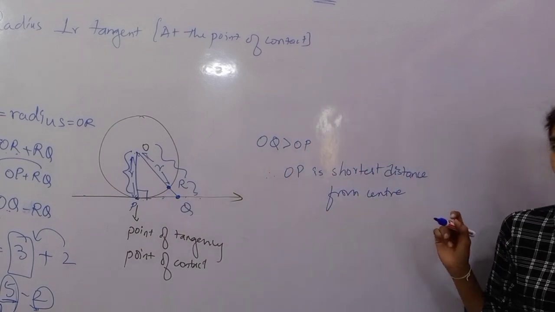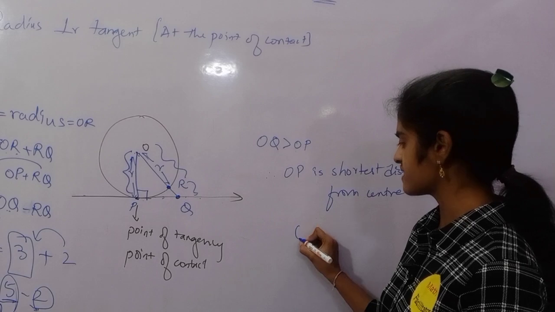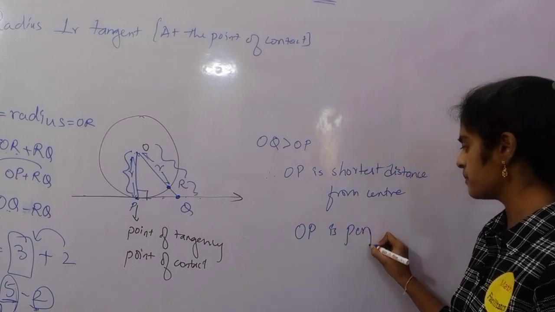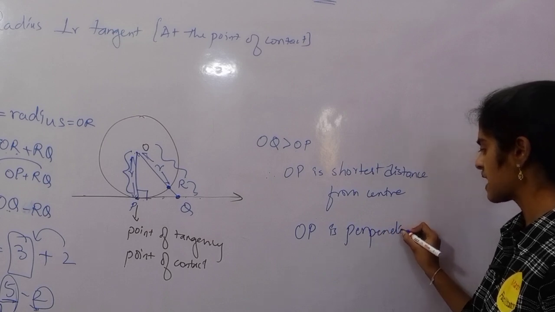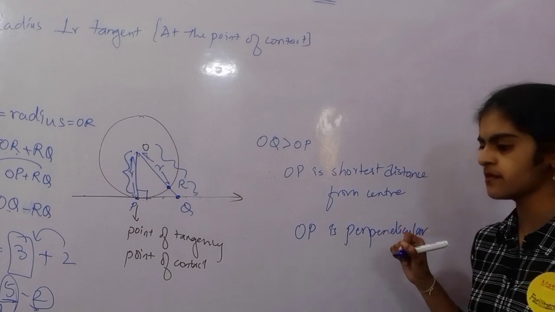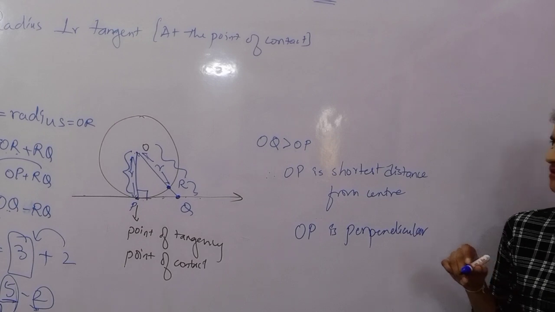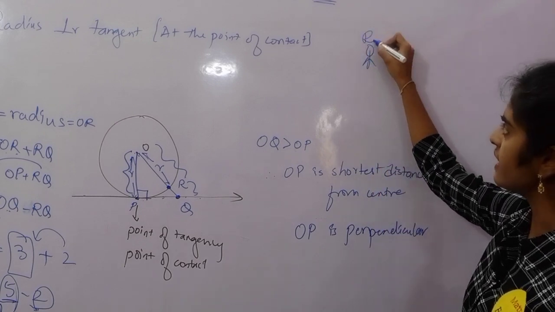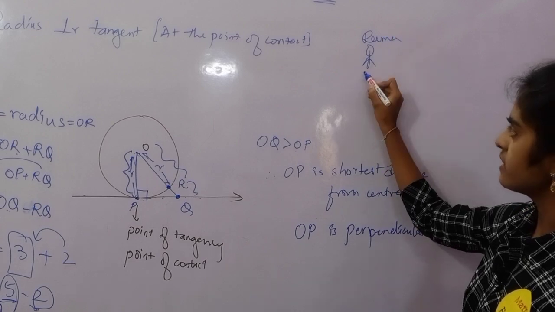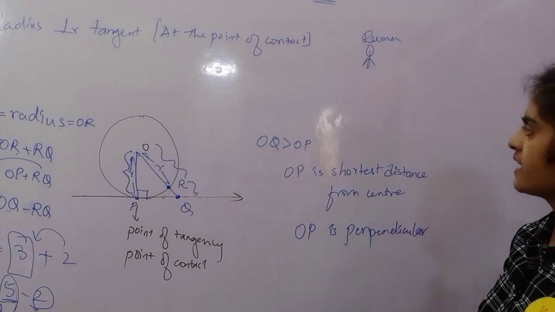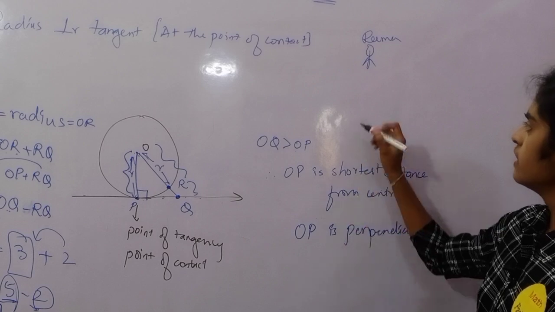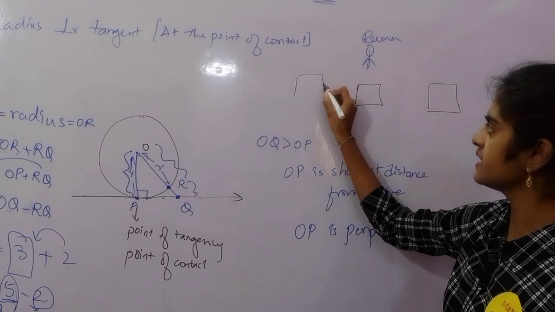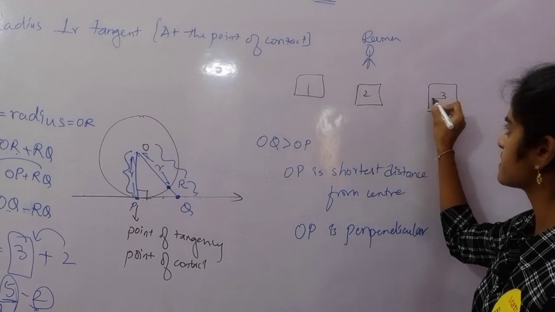You have learnt in your lower classes that the shortest distance is actually the perpendicular distance. How many of you learnt this point? The shortest distance is the perpendicular distance. For example, here I have a girl, say Rima. Rima went to a mela, and she is looking at the ice cream shops. There are 3 ice cream shops: 1, 2, 3.